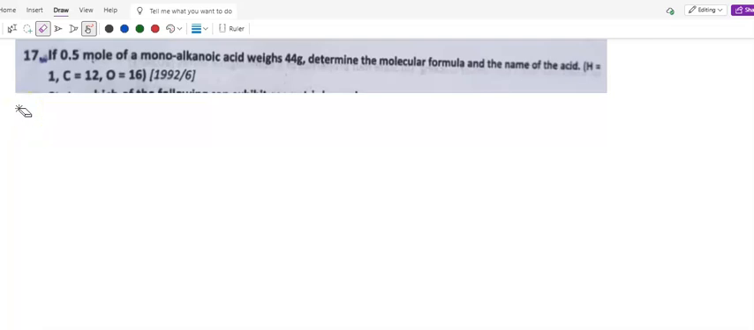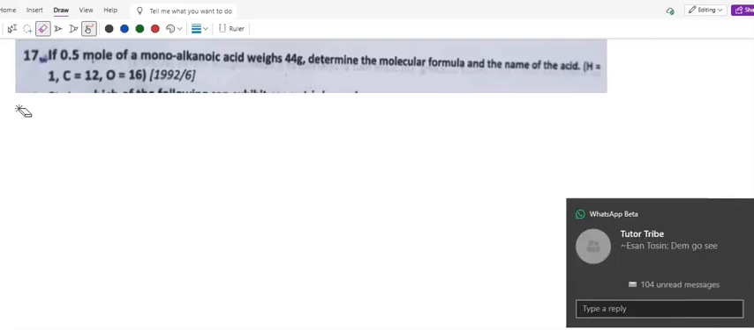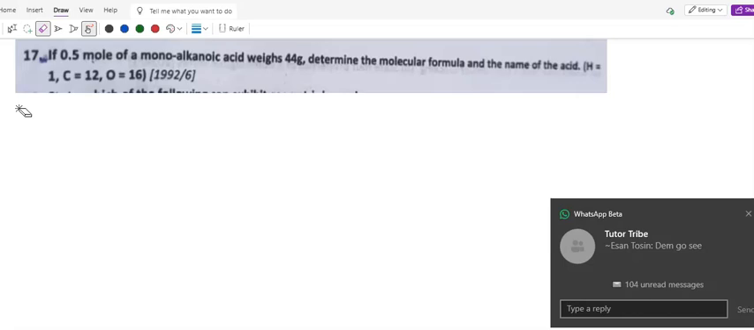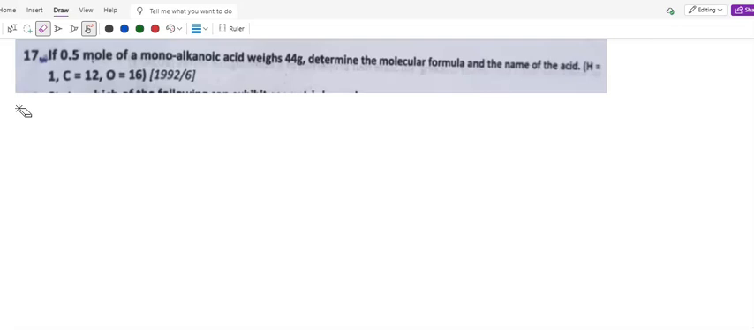Okay, let's begin with number 17. The question says, if 0.5 mole of a monoalkanoic acid weighs 44 grams, determine the molecular formula and the name of the acid.